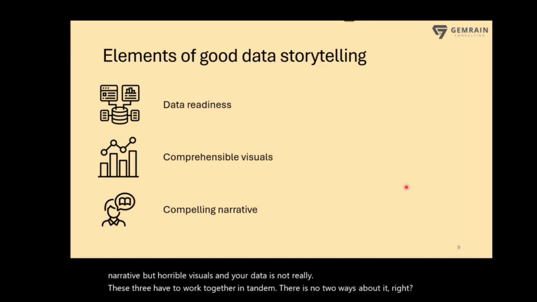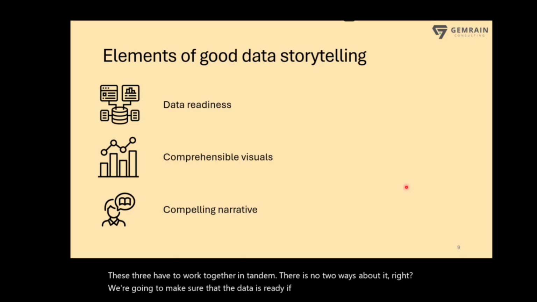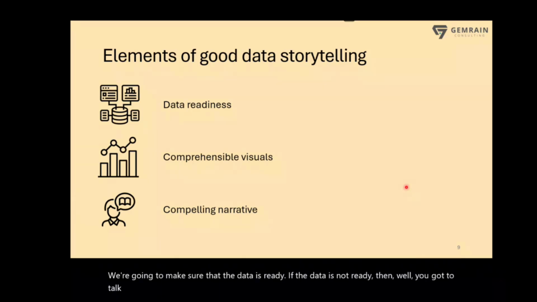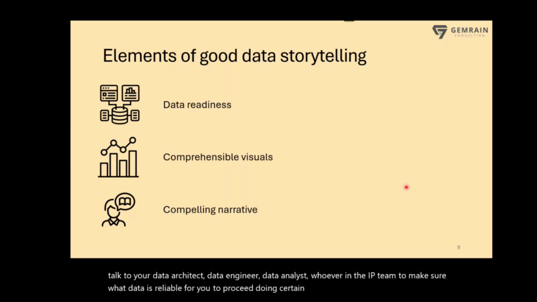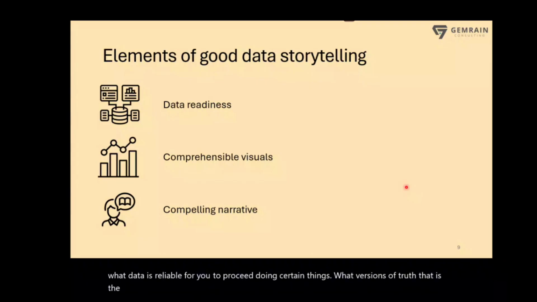You got to make sure that the data is ready. If the data is not ready, then you got to talk to your data architect, data engineer, data analyst, whoever in the IT team, to make sure what data is reliable for you to proceed doing certain things. What versions of truth are the most recently aligned with the entire company before you choose whatever you want to. What visuals would suit best for your stakeholders?